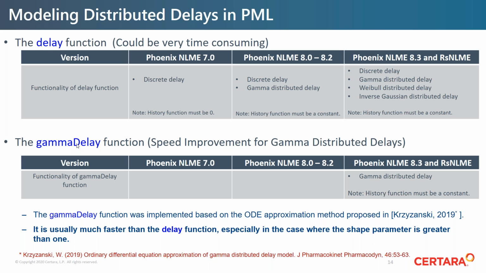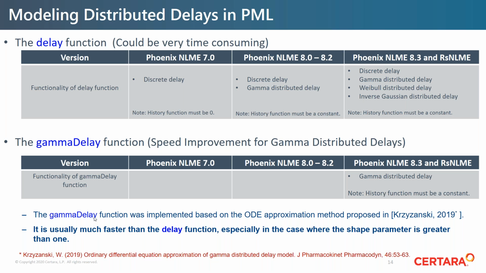The difference between the gammaDelay function and the delay function is how the convolution is approximated. For the delay function, it involves direct numerical calculation of the convolution, with the value of the signal to be delayed recorded in a table upon every derivative evaluation. So the computational cost directly depends on the number of values recorded.